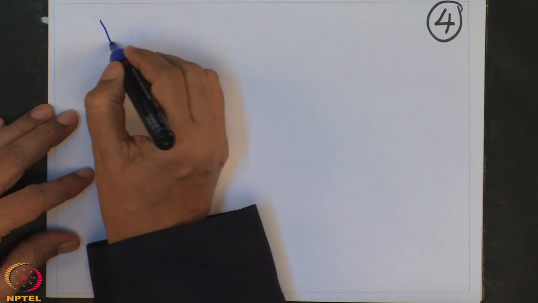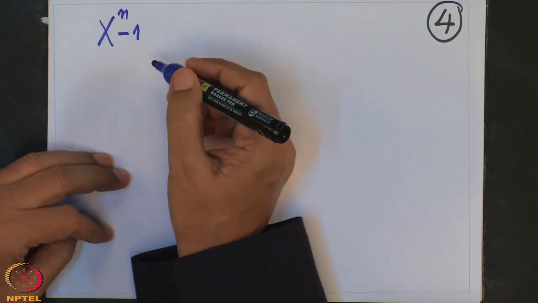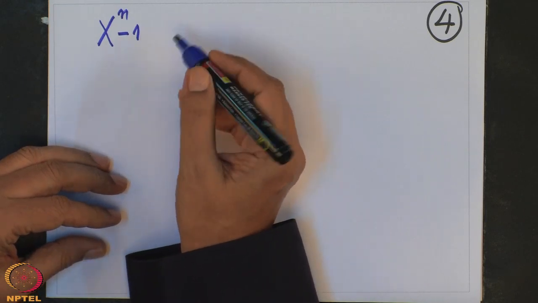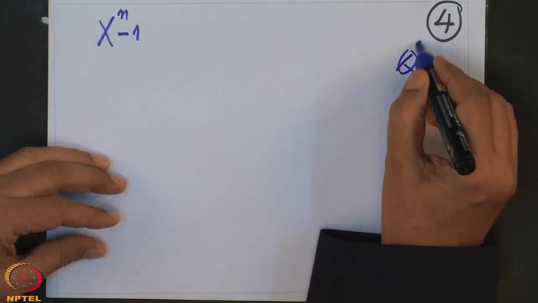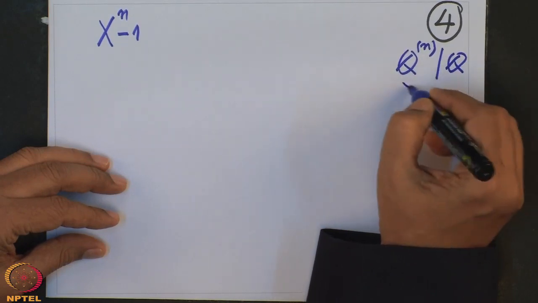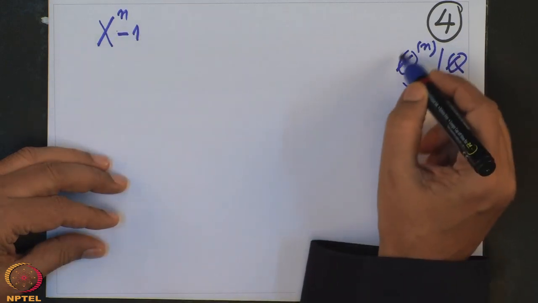So what we do is the following. We have this polynomial x^n minus 1, and we know all the zeros of this polynomial are precisely the nth roots of unity, and all of them lie in our field extension Q(zeta_n) over Q. This is the field extension we are studying, and all the zeros of this polynomial are in this field.